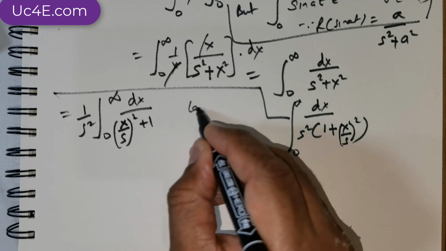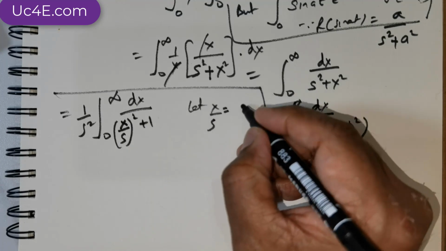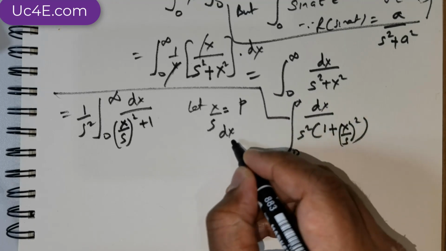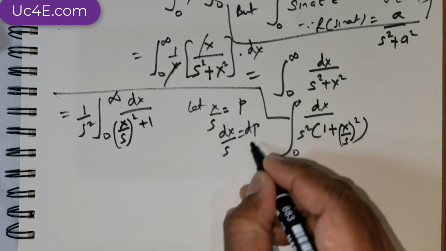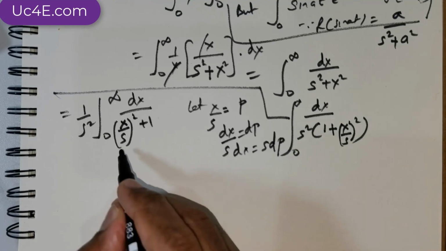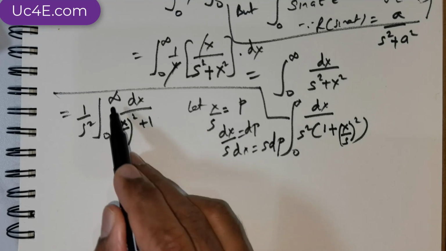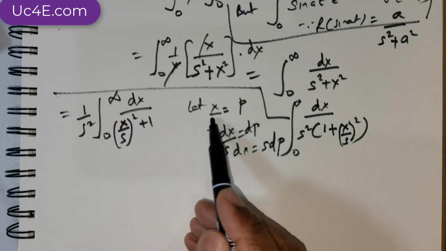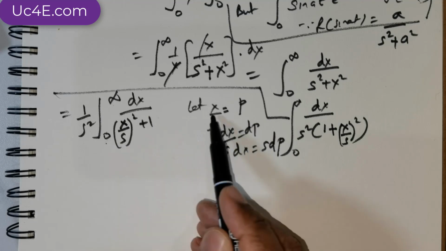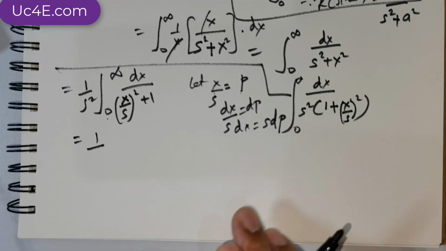Now I would like to make a substitution. Let x over s be equal to some p. So dx over s is equal to dp, so dx is equal to s times dp. The limits won't change. The limits will still be 0 to infinity, because if you substitute the upper limit, p will be infinity, and if you substitute the lower limit, p will be 0. So no change for the limits.